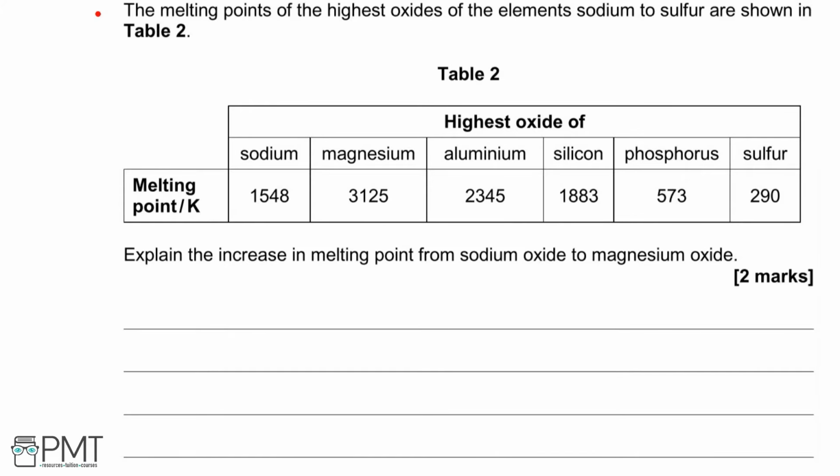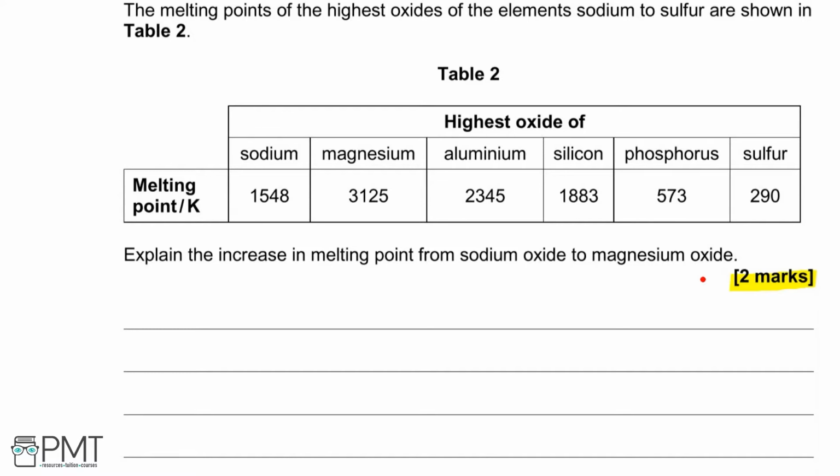The melting points of the highest oxides of the elements sodium to sulfur are shown in table 2. Explain the increase in melting point from sodium oxide to magnesium oxide. This question is worth 2 marks, which means there are going to be 2 key points in our answer that we need to get full marks for this question.